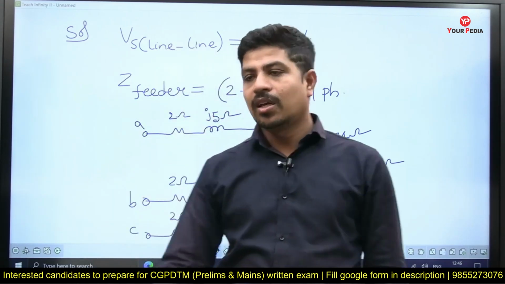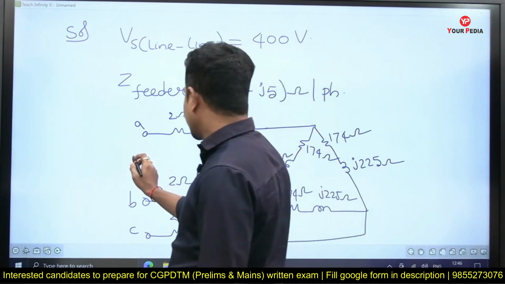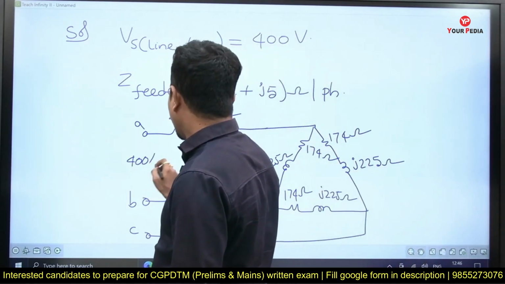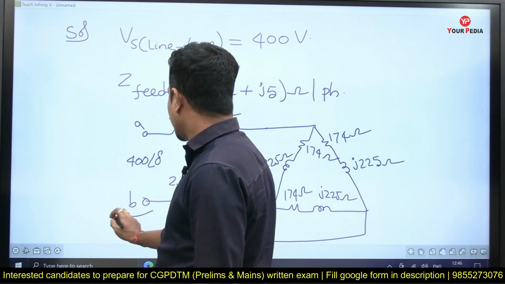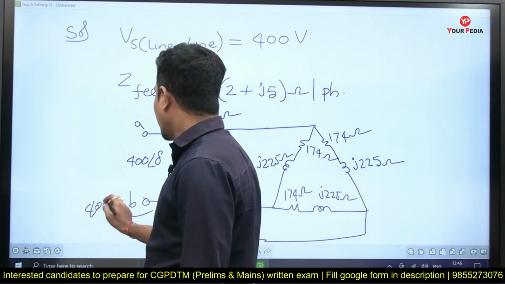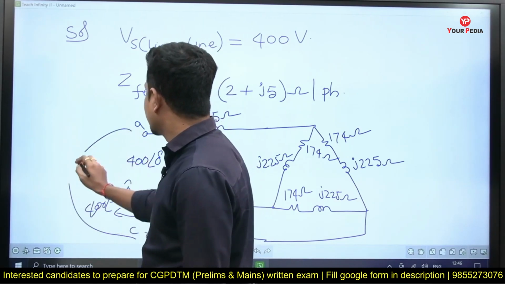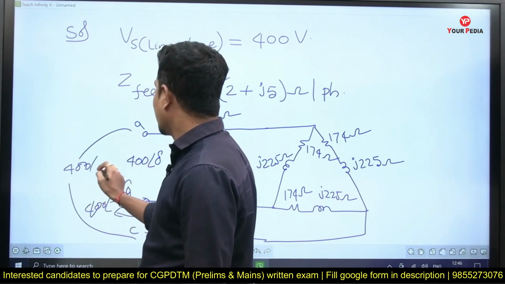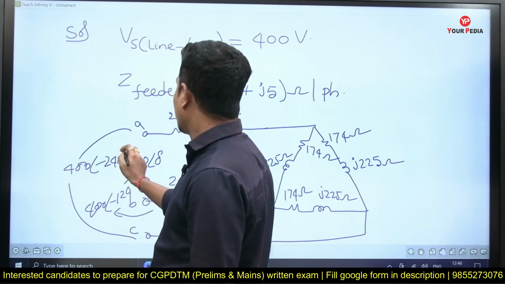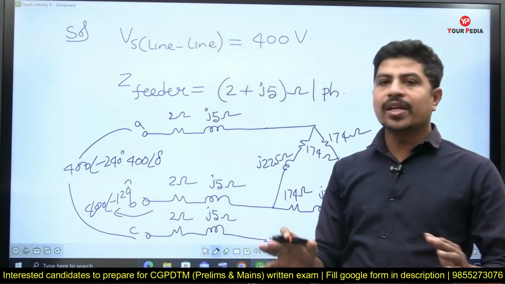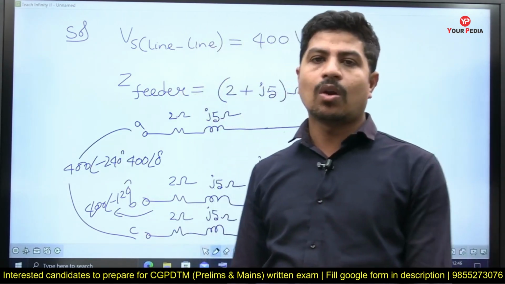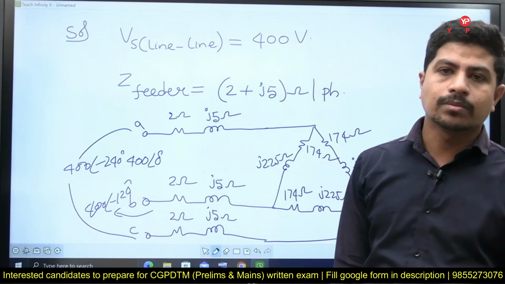So this is the source, 400 volts. This is 400 at an angle of 0 degrees. This voltage is 400 at an angle of minus 120 degrees. This voltage is 400 at an angle of minus 240, or plus 120 degrees. Very neatly you have to draw this diagram, not roughly.